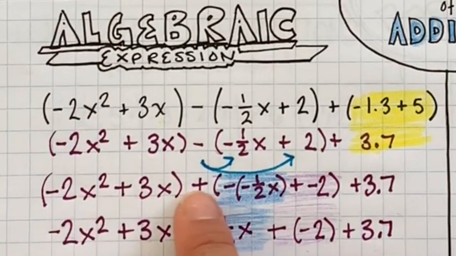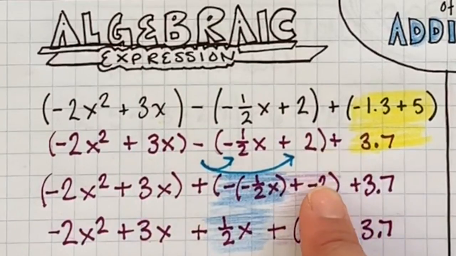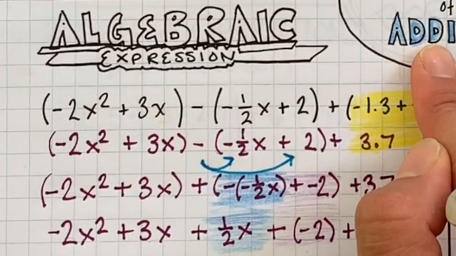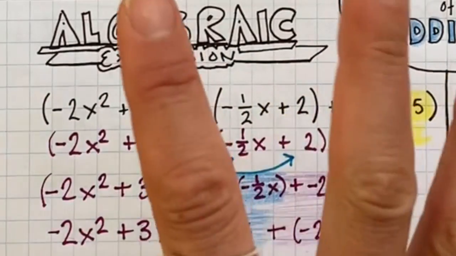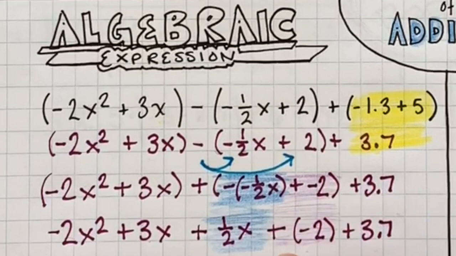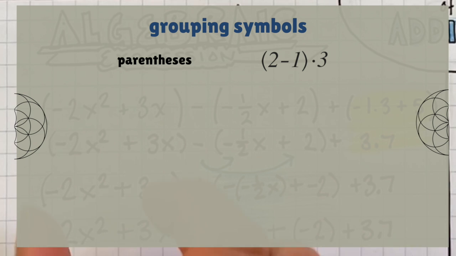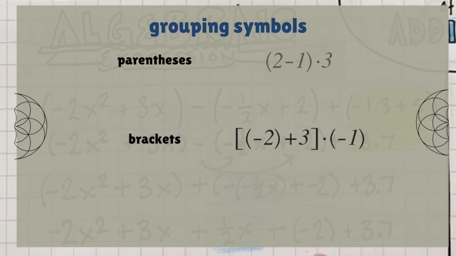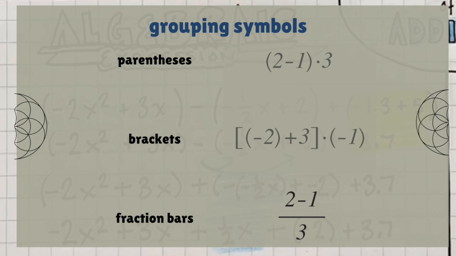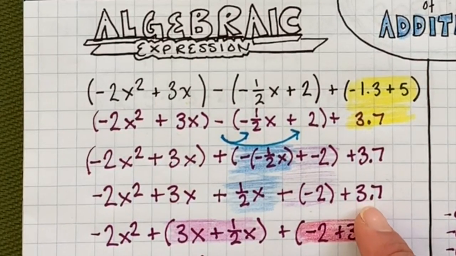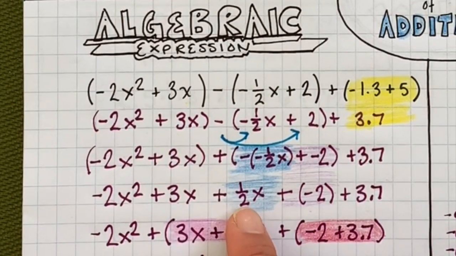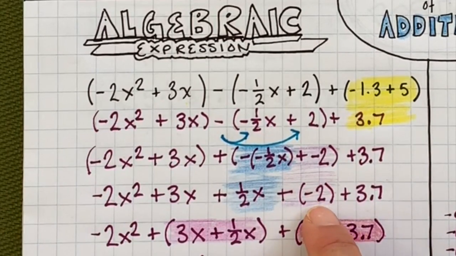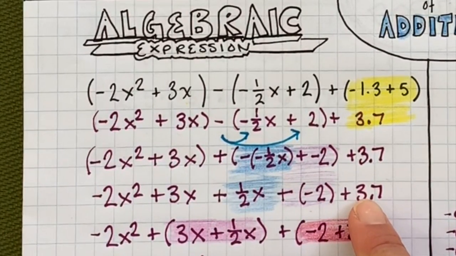At this point, I can also drop all of my groups because the law of associativity tells us that the sum is going to remain the same no matter how the addends are grouped. So here I can drop all of the groups. Groups are defined by parentheses or brackets or fraction bars. Now the expression can be regrouped so that we handle like terms first. Let's regroup 3x and 1/2 x since they both contain x values. Let's regroup negative 2 and 3 and 7/10 because they are both constants.